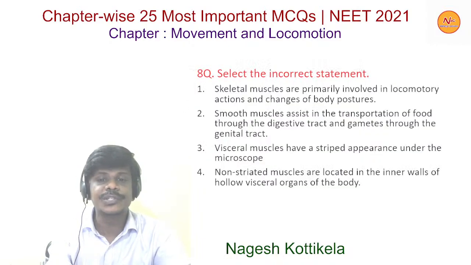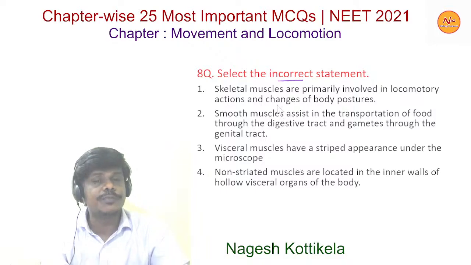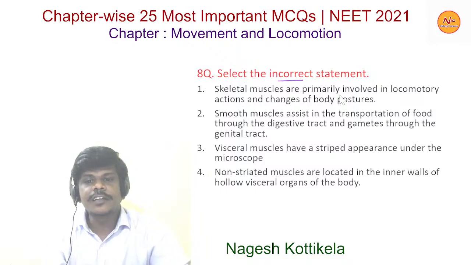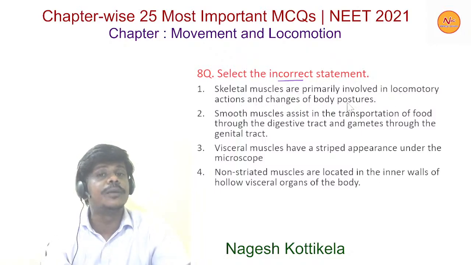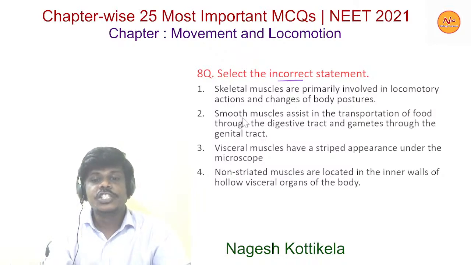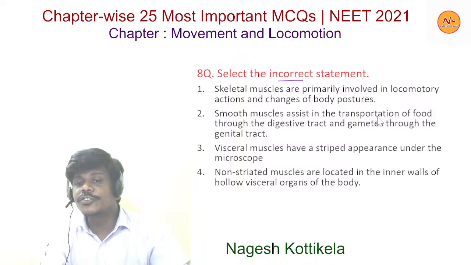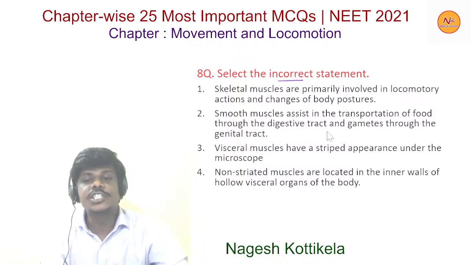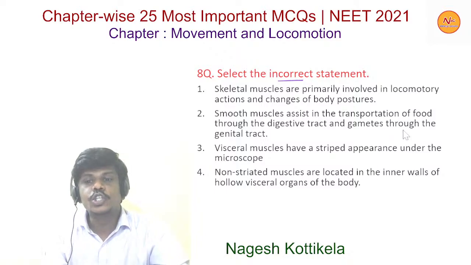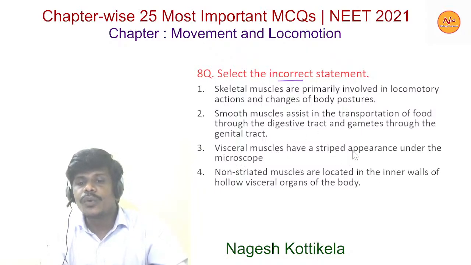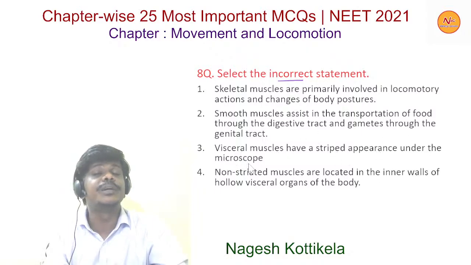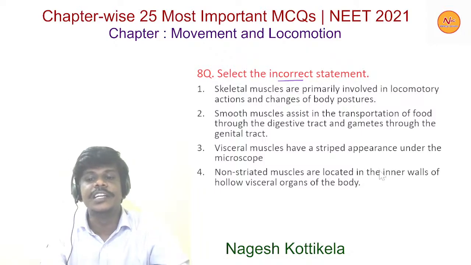Now moving to the next question, select the incorrect statement. Option 1, skeletal muscles are primarily involved in locomotory actions and changes of body postures. Second, smooth muscles assist in the transportation of food through the digestive tract and gametes through the genital tract. Option 3, visceral muscles have a striped appearance under the microscope. Option 4, non-striated muscles are located in the inner walls of hollow visceral organs of the body.